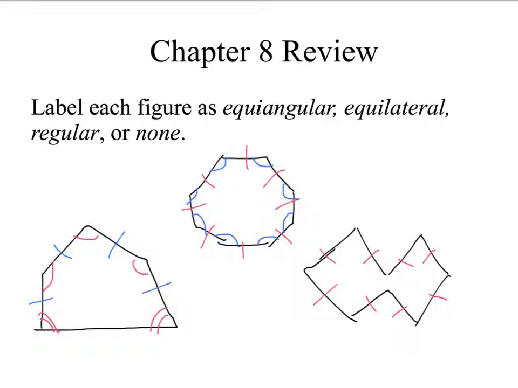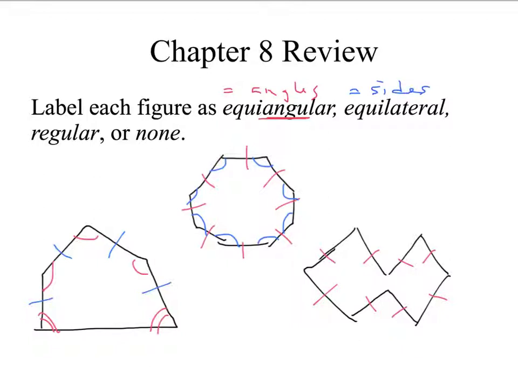All right, so equiangular, equilateral, regular, or none. Well, we know equiangular, that word has angle in it. That means equal angles. All angles are the same. Then we have equilateral. Equilateral means equal sides.